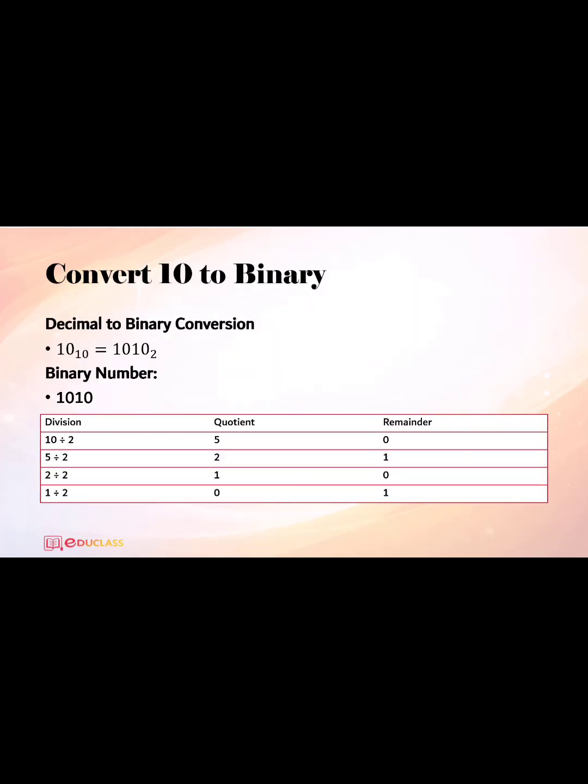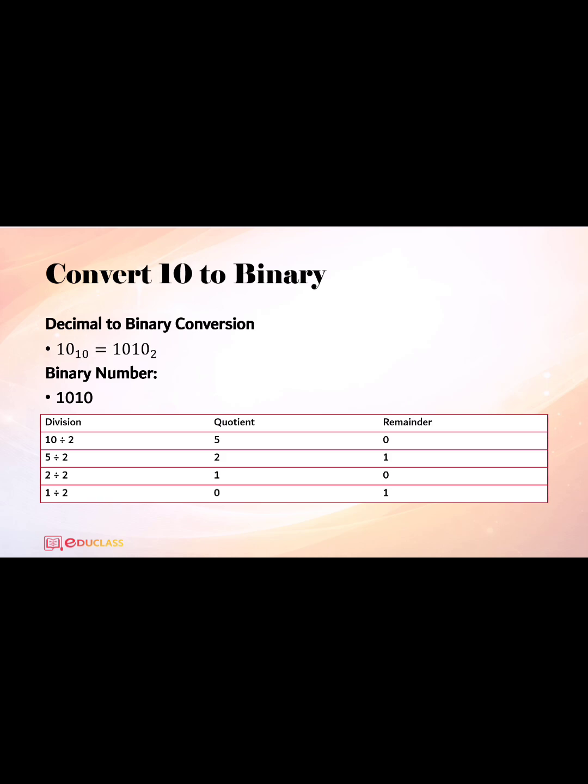Okay. So the number that is provided to us is 10 to the power 10, which is in a decimal form. And how will we convert it to the binary form? First, we will divide 10 by 2 as the binary base is 2. So the quotient that comes is 5 and the remainder is 0. Then we will again take that quotient and divide it by 2. So the quotient will be 2 and the remainder will be 1 this time.